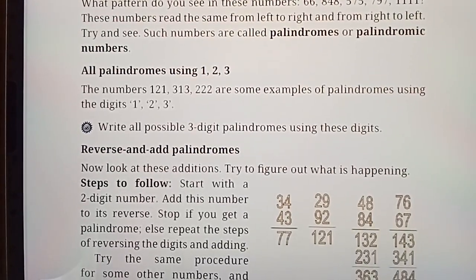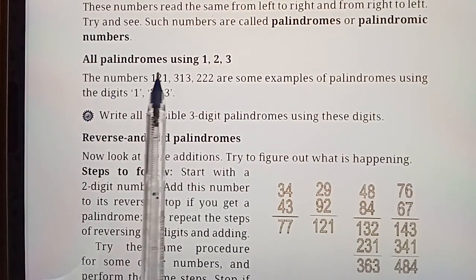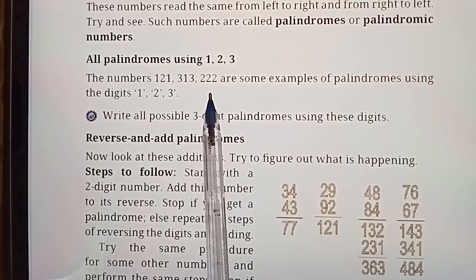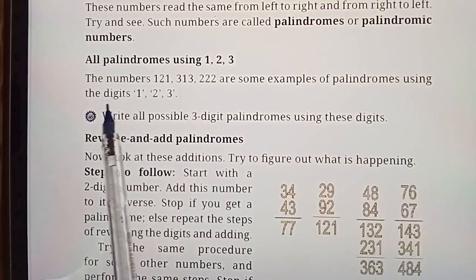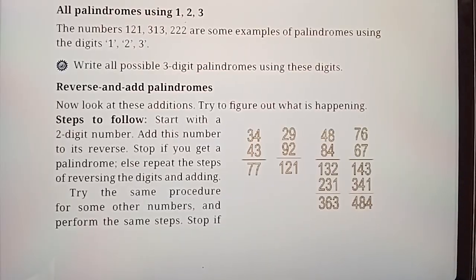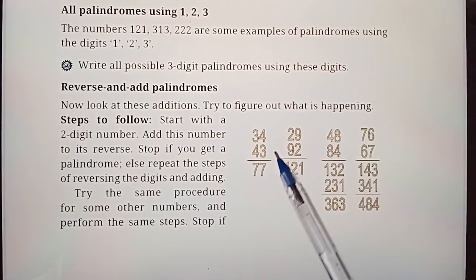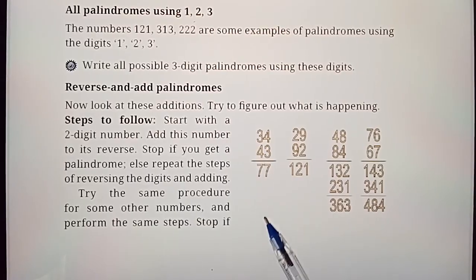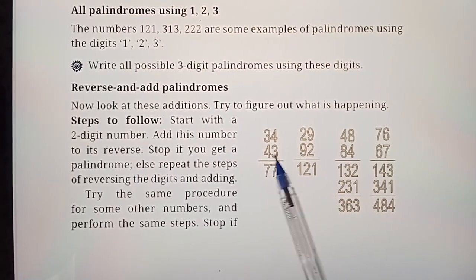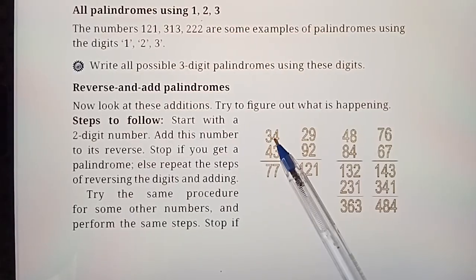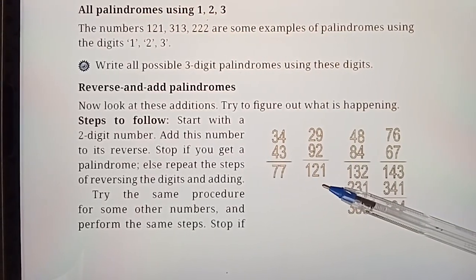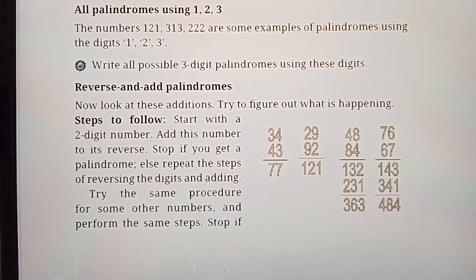There are different types of palindromic numbers. All palindromes using 1, 2 and 3, that is 121, 313, 222. These are all examples of palindromes using the digits 1, 2 and 3. The next quality of a palindrome is that whenever you add palindromes, somewhere in the addition steps you will get a palindrome. So 34 and 43 are palindromes, and when you add them, you'll get 77. 29 and 92, you'll get 121. This is how you get palindromes.